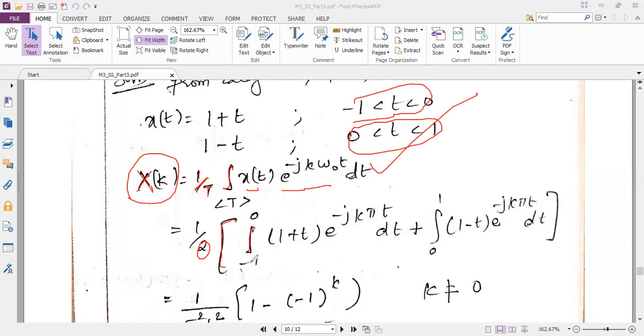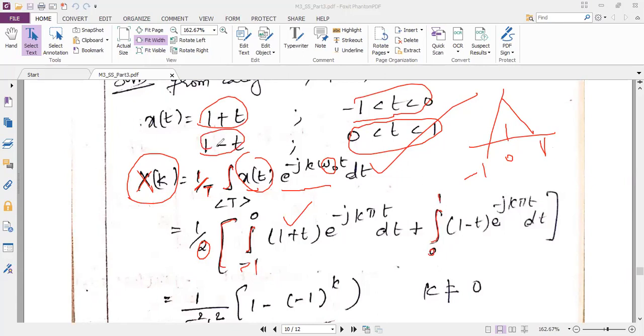Then I am splitting the integration. Integral minus 1 to 0. You see the diagram, I have a triangular wave like this. Minus 1 to 0 is one limit and 0 to 1 is another limit. From minus 1 to 0, my ramp signal is 1 plus t, that means x of t is 1 plus t, e power minus jk omega naught t, and we found omega naught as pi, so e power minus jk pi t dt. Similarly, the next term is integral 0 to 1, and for that x of t is 1 minus t, so 1 minus t e power minus jk pi t dt.